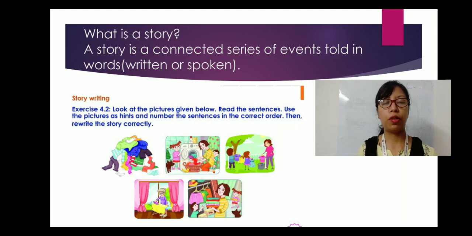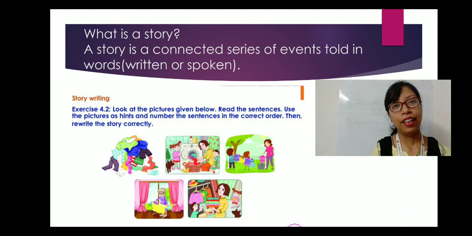Now what is a story? A story is a connected series of events told in words. It can be written or it can be spoken. Somebody used to narrate the story, or some of them used to write story books and we used to read them, right? So this is a story. It is a collection of events which is put orderly to make it interesting.